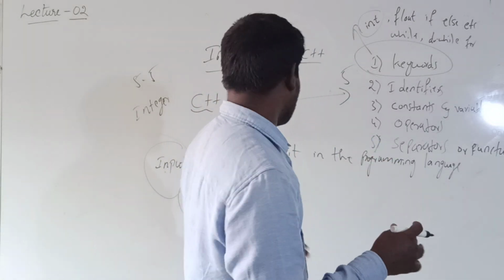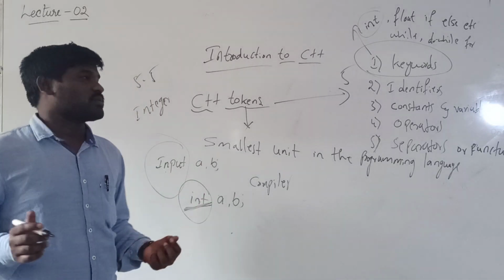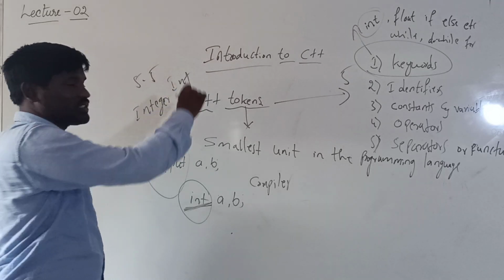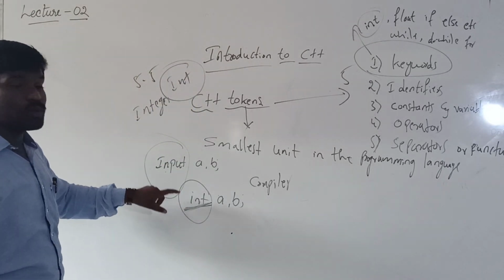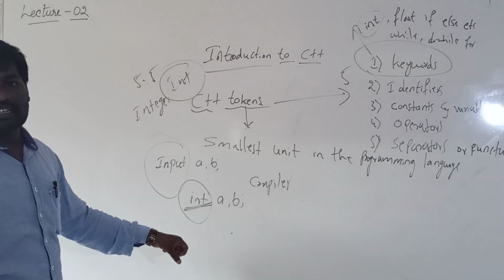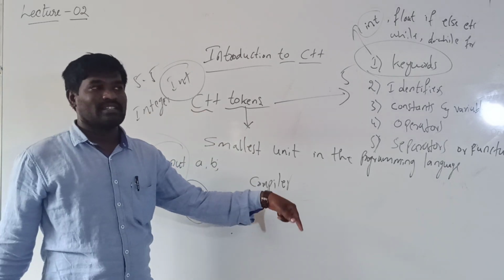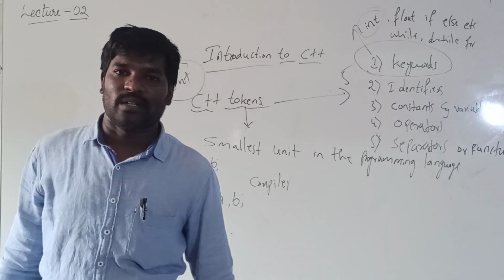I am not defining this int, and it must compulsorily be written in small letters. Don't write a capital I with small letters. This is not user defined. It is inbuilt, already defined by someone. Int indicates integer, float indicates decimal type of values.